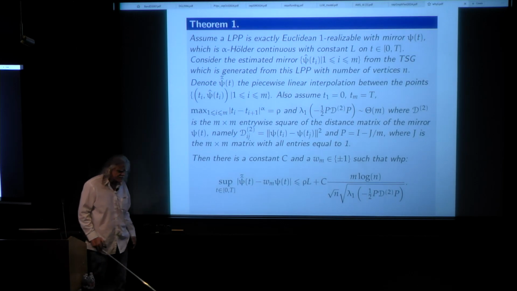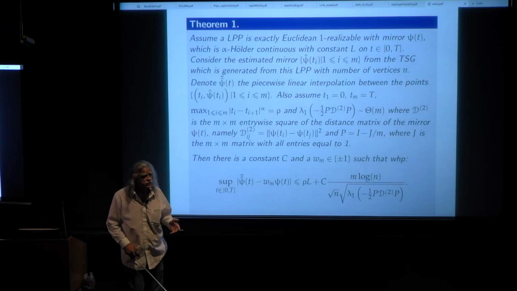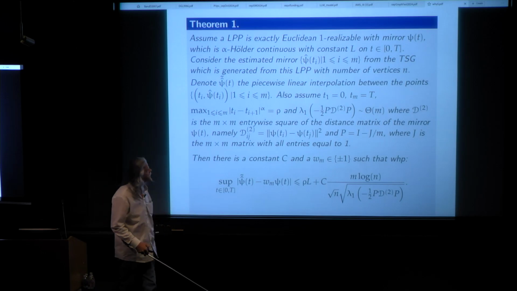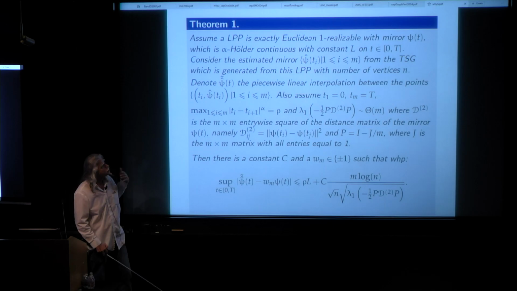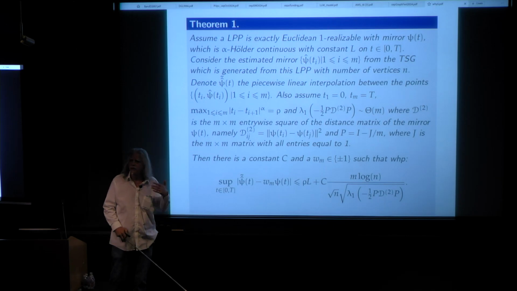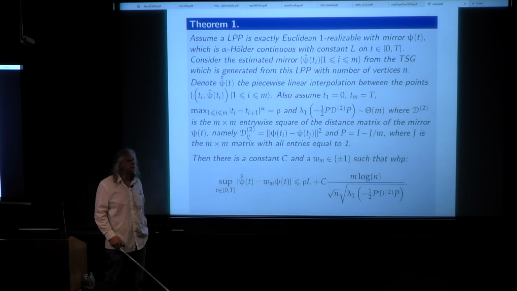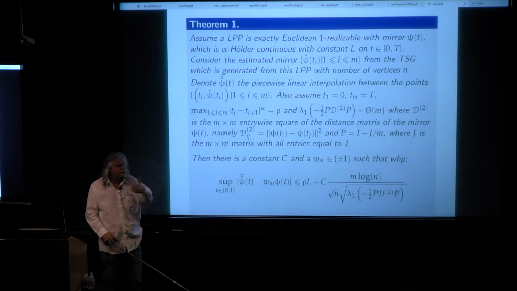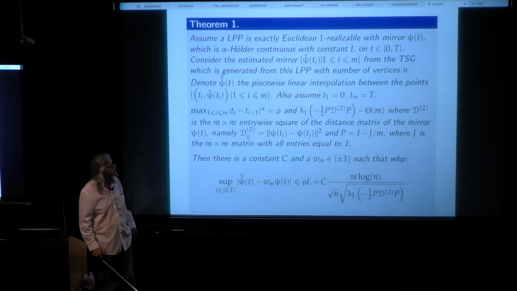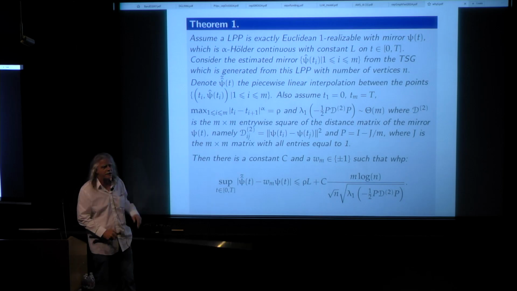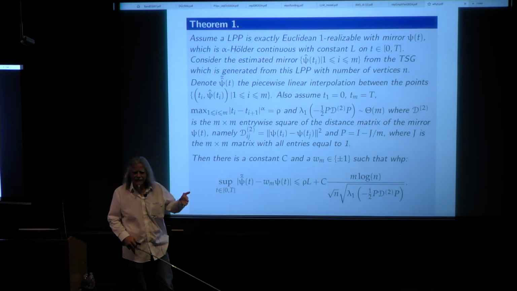Okay, so this is just for expository reasons. I get to say a couple of things. So the latent position process has some properties, and one of them is that it's Euclidean realizable. So this is, under some assumptions, this process that's governing these underlying latent positions can have a one-dimensional mirror. So the mirror throughout will be psi.